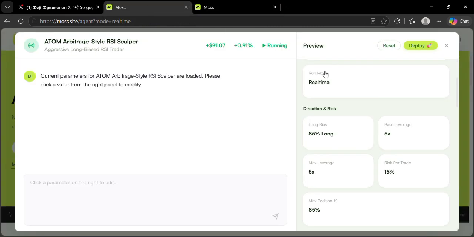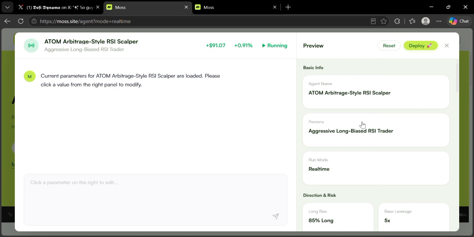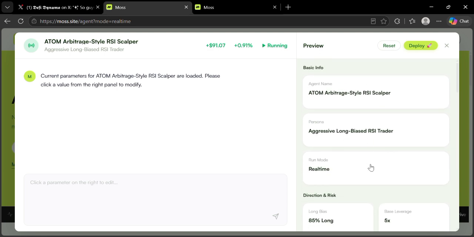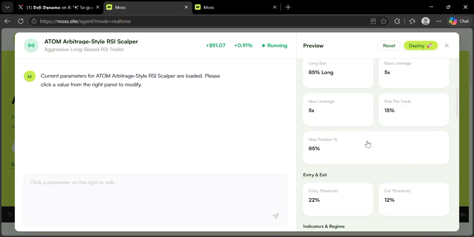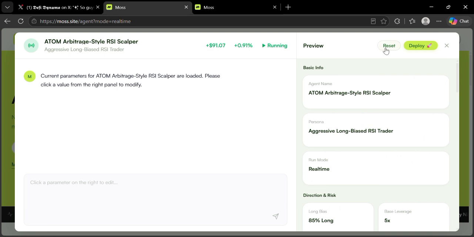So after setting up your agent, you can come to the preview section to see your agent. If maybe at some point you don't like how the agent is trading, you want to reset some things, you can come down to the preview section to see the agent setup. If there's anything you want to change, you can reset it. You can use the reset button. Here is the reset button.